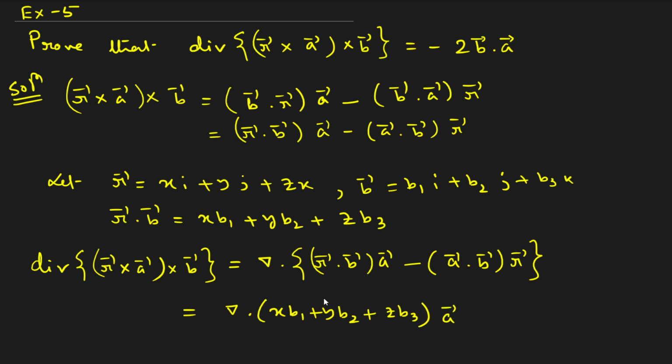Okay, so I'm writing this term first, this into this dot this. So it's nabla dot, I'm writing the value of r bar dot b bar here, and a bar will be as it is, minus, now see, this is a scalar quantity. A bar dot b bar is a scalar quantity. So this scalar quantity you can keep outside. And then what will we write? Nabla and then r bar. So it will be nabla dot r bar.